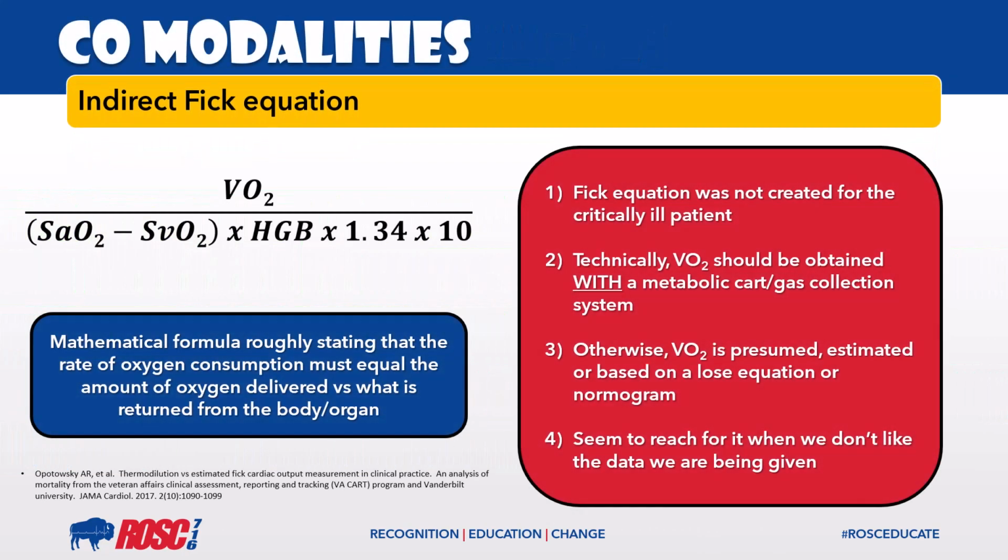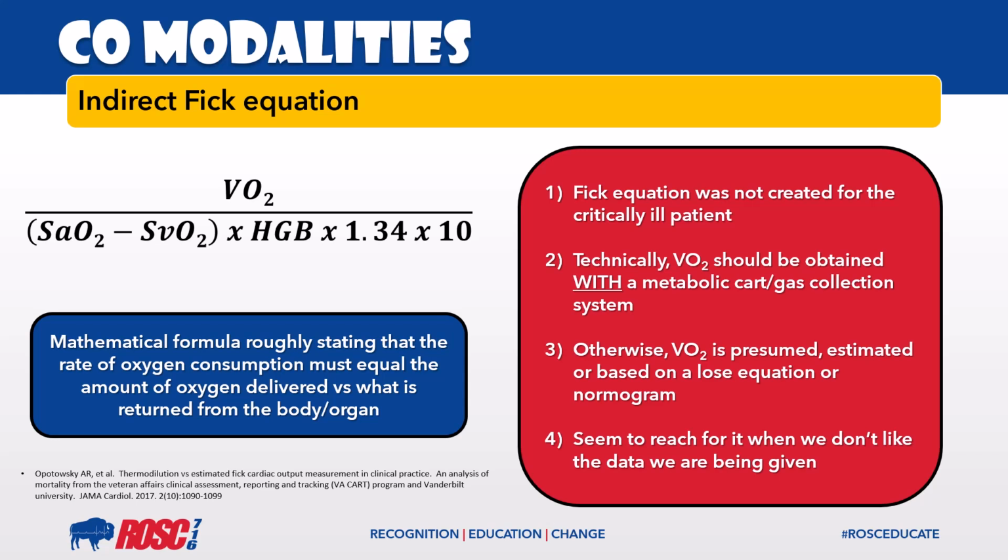The formula for the Fick equation is VO2 divided by SaO2 minus SvO2 times hemoglobin times 1.34 times 10. Don't worry, this is what we have our calculators for. Roughly, this is a mathematical formula that states that the rate of oxygen consumption must equal the amount of oxygen delivered versus what is returned and used by the body itself. A few things to point out here. One, the Fick equation is over 120 years old. The Fick equation was not created for the critically ill patient.